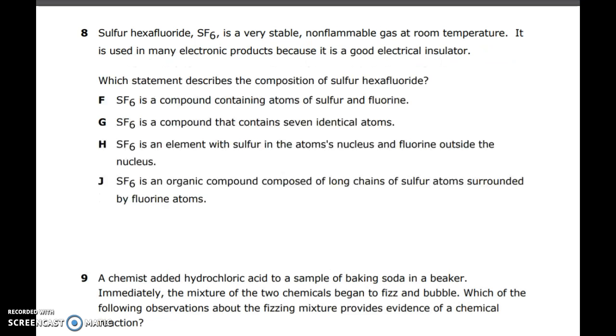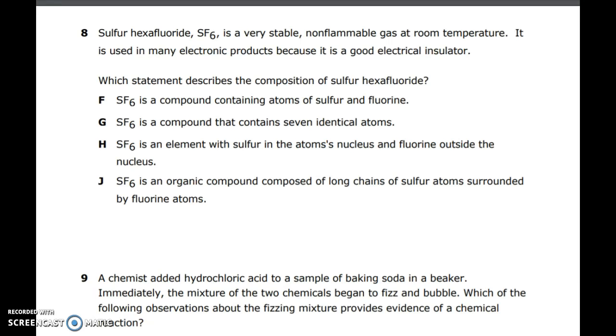8. Sulfur hexafluoride, SF6, is a very stable, non-flammable gas at room temperature. It is used in many electronic products because it is a good electrical insulator. Which statement describes the composition of sulfur hexafluoride?